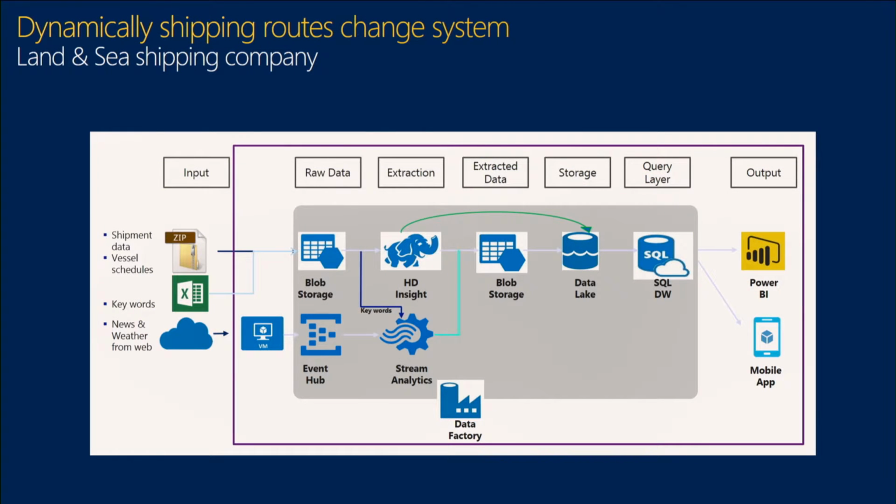Okay, next one. This is one of the largest land and sea shipping companies in the world. I'll just give you a hint. They're in the Europe region. And they had an interesting problem. It's a really interesting problem. The problem is this. Whenever there was a shipment of a good, it could go 3 ways. Go rail, could go sea, or could go truck.